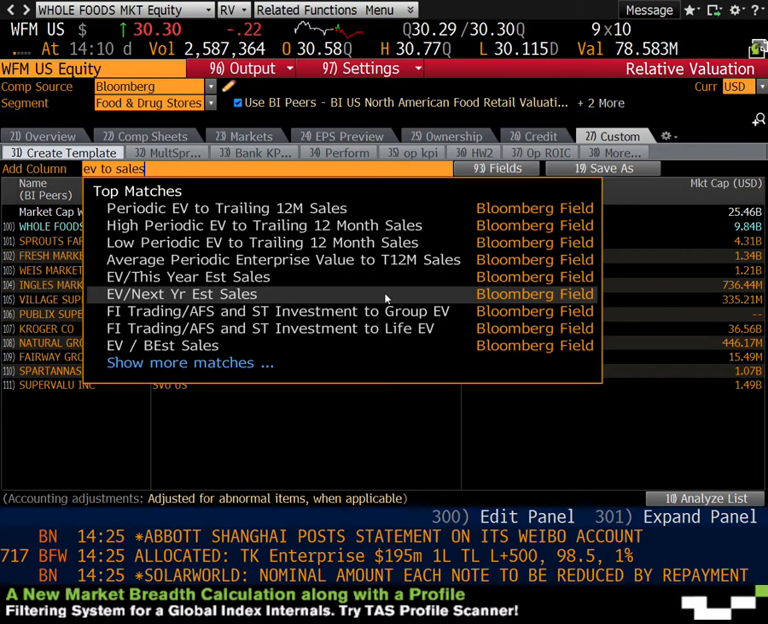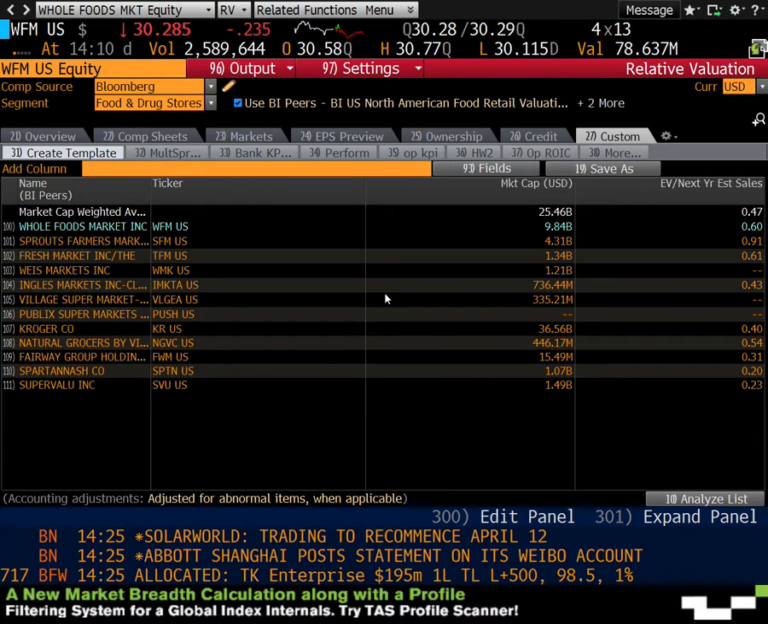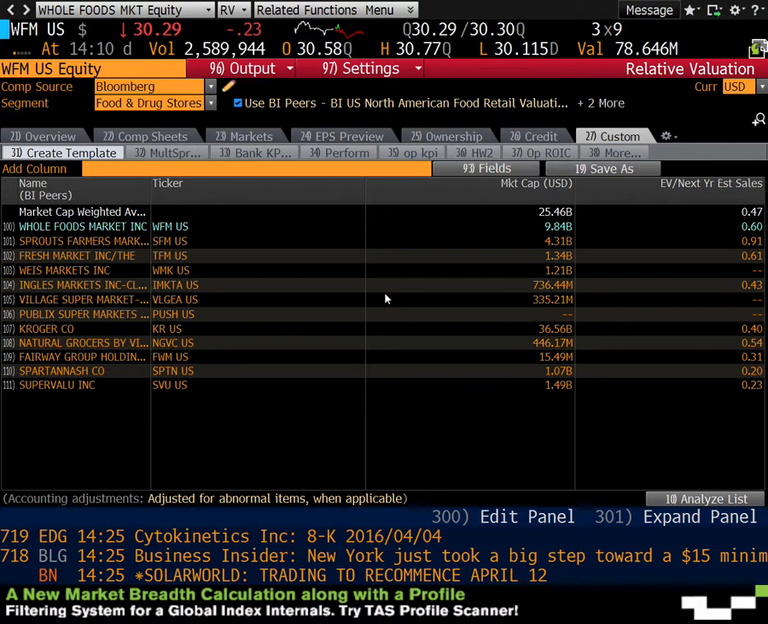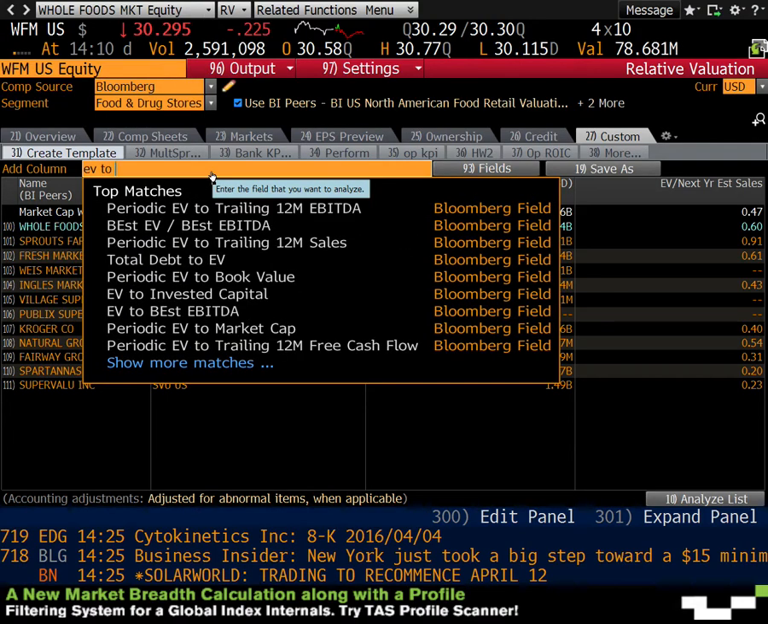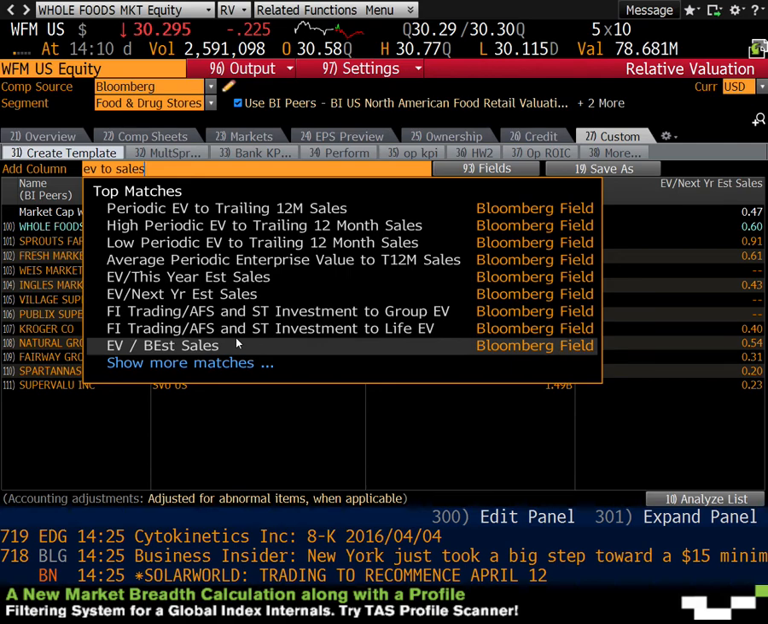So we'll take EV to next year estimated sales, select that, enter, add that to our template. Okay? Now, don't do this, but there's different ways to get to this number in Bloomberg. So what you could have also done if you typed EV to sales is they have something called EV to best sales. Best means Bloomberg estimates, which comes from the consensus estimate database.